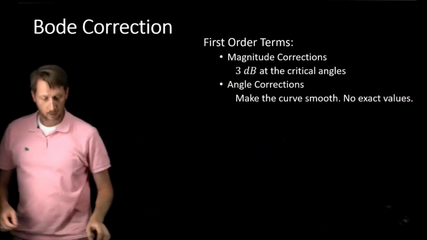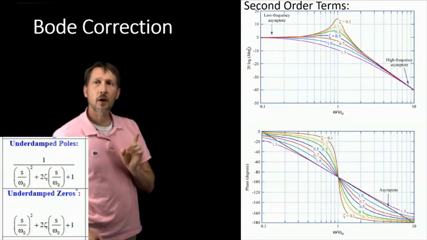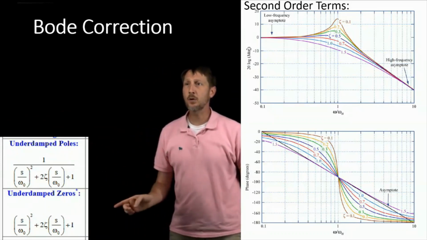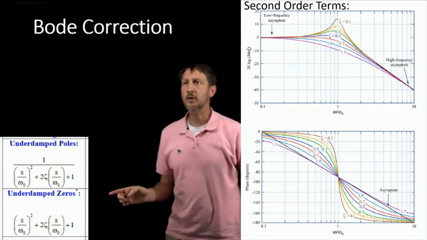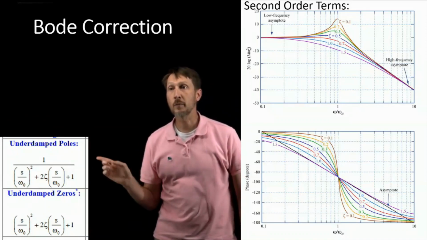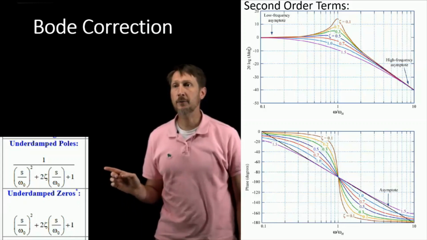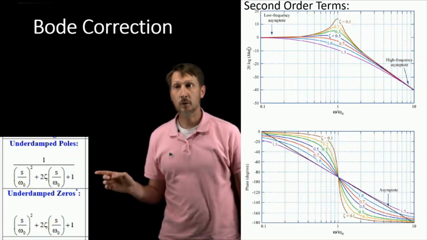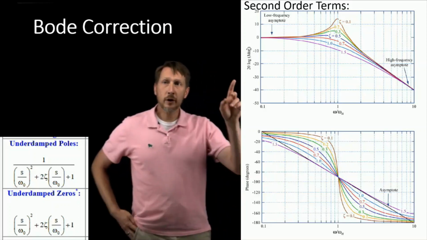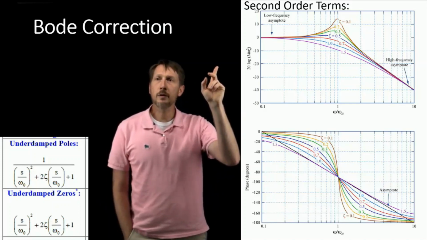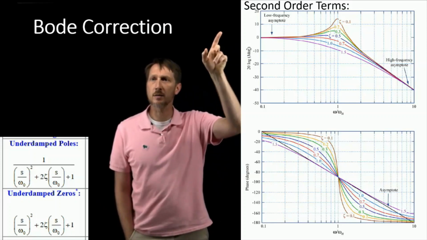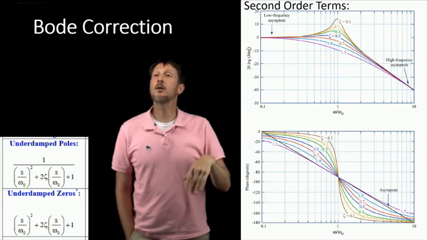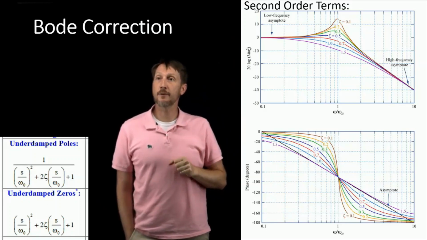In order to do a correction point for a second order term, there's another handout. If you go back to the handouts folder, you can look for an undamped pole or an underdamped pole or an underdamped zero. This is the quadratic form, s squared. You want to put it into this standard form. And when you get it into this standard form, you can see there's a zeta in the second term. If you look at this plot, it gives you the number of decibels of correction on this axis based on all the different zeta values. So you reference this plot in order to calculate the number of decibels of correction.